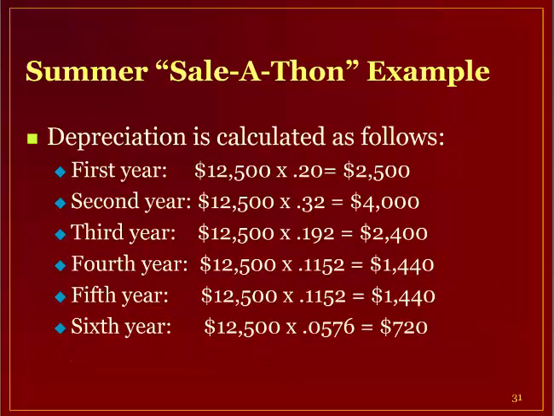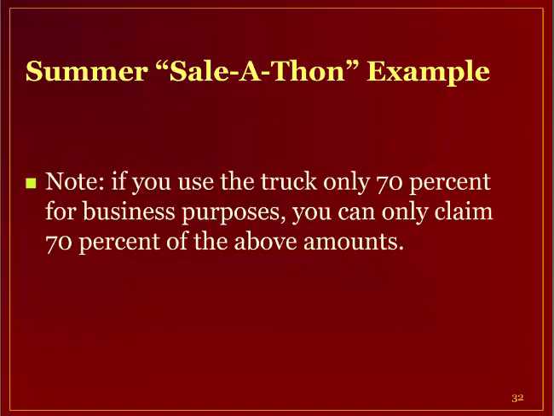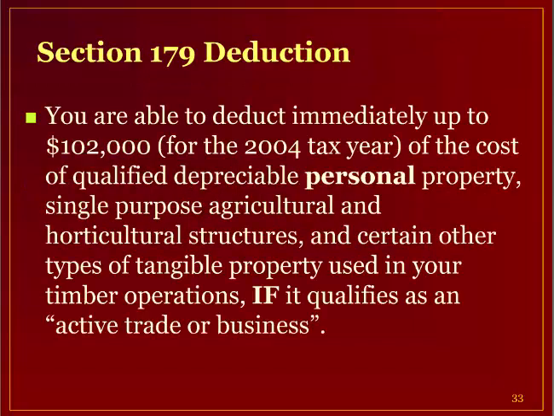So then you're going to use the half-year convention. So here's how you calculate your depreciation. You multiply the basis, $12,500 times 20%, and there you deduct $2,500 the first year. The second year it jumps up to 32%, and you deduct $4,000. So in the first 2 years, you're going to depreciate $6,500 of that pickup truck. And then, of course, it's going to take you another 4 years to depreciate the rest of it. You'll notice these figures change. So anyway, that's how you do that. Also, if you use the truck only 70% of the time for business purposes, then you can only claim 70% of those above amounts.